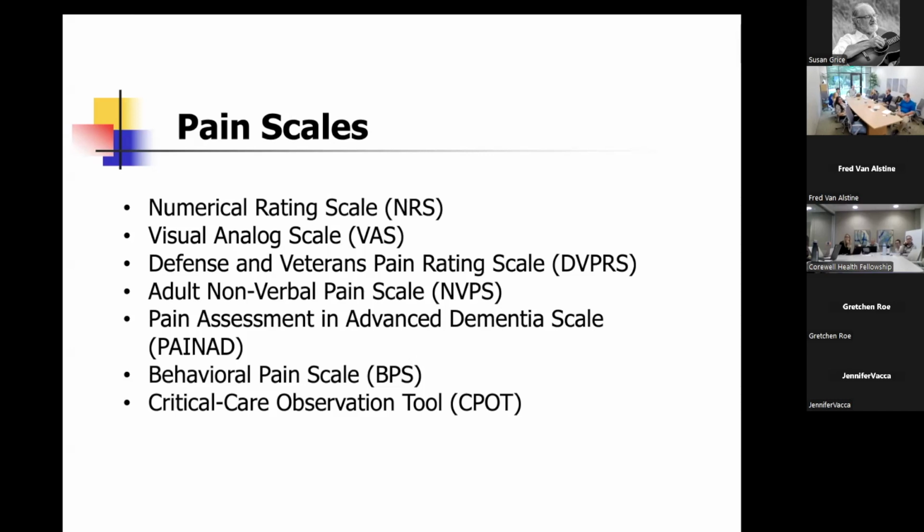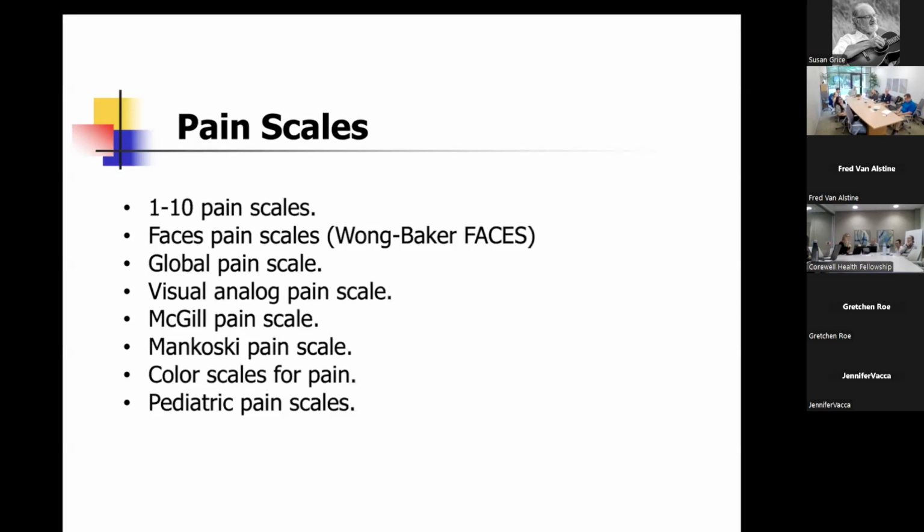So we as docs like numbers, we like scales, we like some way to validate and make objective what someone is telling us. Very, very difficult with pain, but here are just some examples of numerical rating scales, what we all use, 1 through 10, but there are visual analog scales and on and on. The 1 to 10 scales, the FACES scales, the McGill pain, pediatric pain scales. I'm only listing this so that you are aware of all the varieties of ways that pain can be assessed.